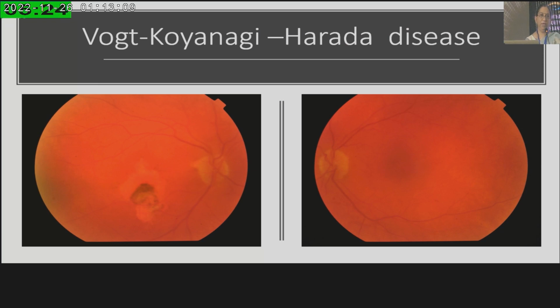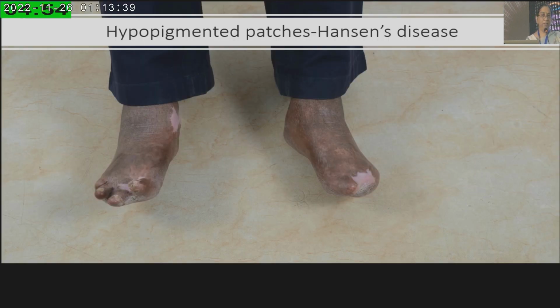Now you know that VKH has different stages, and most of your patients are going to come to you in the acute exudative detachment phase where they have sudden loss of vision. You're not going to see the skin changes or hair changes in that phase. Those changes happen in the convalescent phase or recurrent chronic phase. So in the eye, you have to look out for this sunset glow fundus, or the patient might have recurrent bilateral granulomatous anterior uveitis.